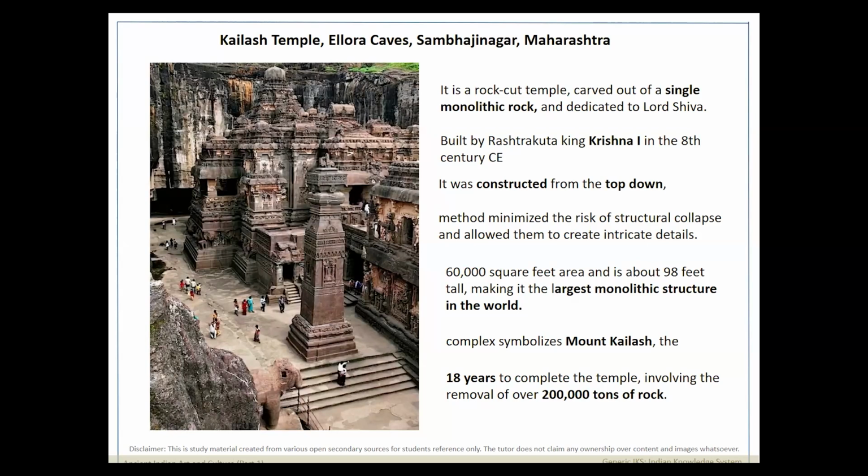Basically, for any structure, the foundation is built first and then the structure over it. But it is the only temple or structure which was started to be constructed from the top to the bottom. It is laid in an area of about 60,000 square feet, and the temple is about 98 feet tall, making it the largest monolithic structure in the world.